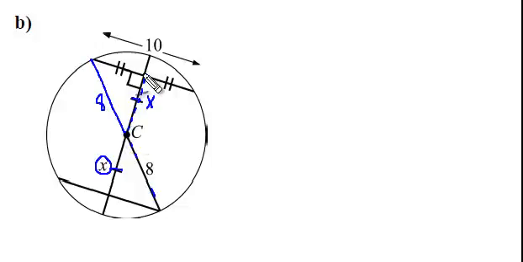Where a radius and a chord meet at 90 degrees, we can say that that radius will bisect that chord. That means that it will cut it directly in half. Because of that, we know that this length and this length are equal to the same thing, each of them being half of 10. So each of them has a value of 5.